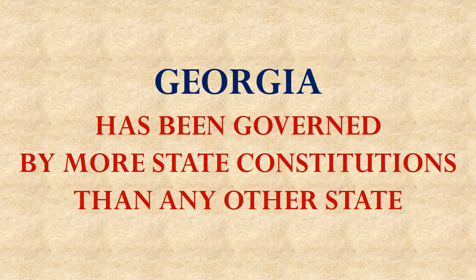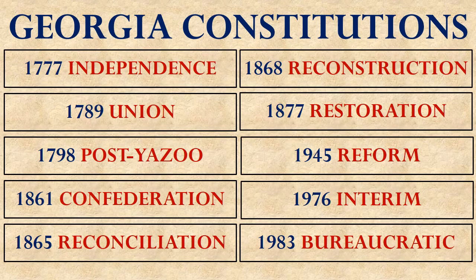Let's begin by talking generally about the Constitution of the state of Georgia. Georgia has actually had more state constitutions than any other state during its history. Georgia is on its 10th constitution since it became an independent country in 1777. It then had a new constitution when it joined the Union. After the Yazoo land scandal, which we talked about previously in this unit, it had another new constitution. When it joined the Confederacy, it created a new constitution.